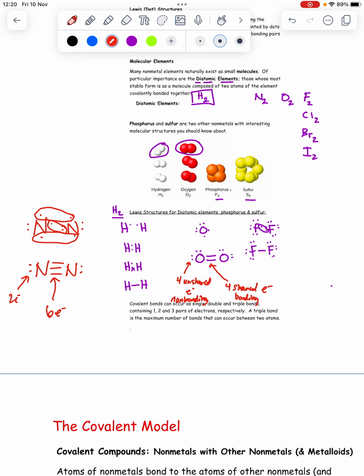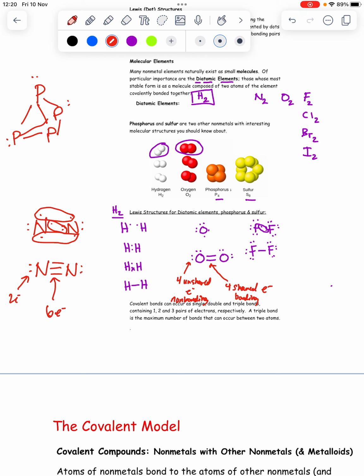Phosphorus and sulfur, I wouldn't expect anyone to be able to come up with on their own. Phosphorus actually forms this kind of cool pyramid where each phosphorus is bonded to, let's see if I can actually figure out how to draw this, 3 other phosphorus atoms in kind of like a trigonal pyramid. Did I do this right? No, I don't think I did. Let's see. They should each form 3 bonds. What am I missing? This one's not forming 3.